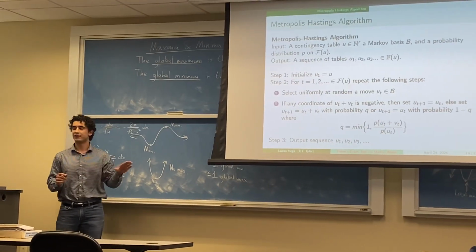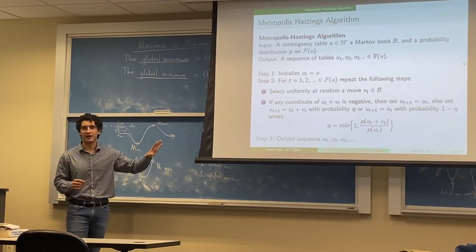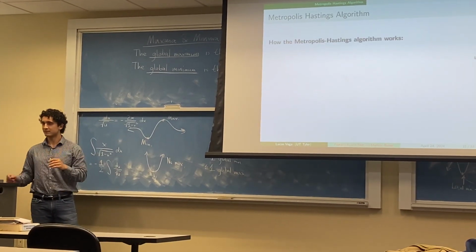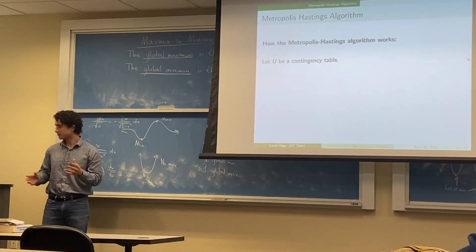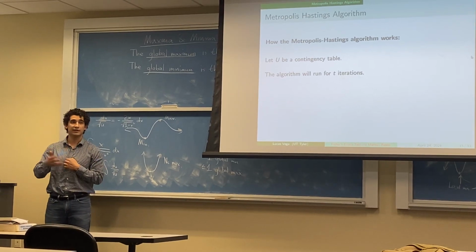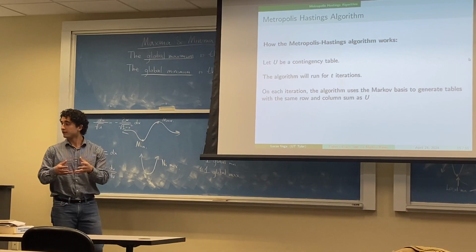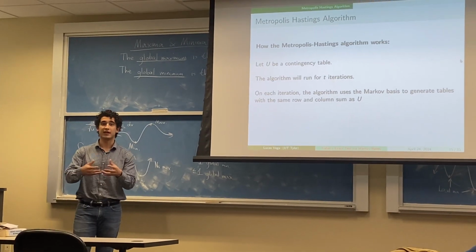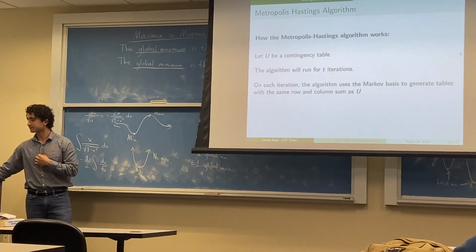Here's the Metropolis-Hastings algorithm. I'm not going to go through it, but I'm going to have it here if we want to go back and look at it. Instead, I'm going to give you just a breakdown of how it works. So you let U be your contingency table. The algorithm is going to run for t iterations. You can make t arbitrarily large. On each iteration, the algorithm is going to use the Markov basis to generate tables with the same row and column sums as your original contingency table.